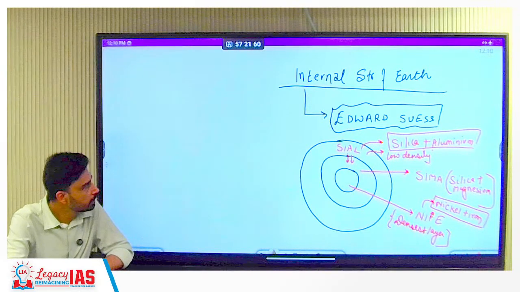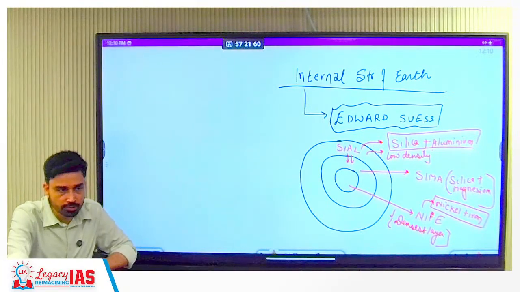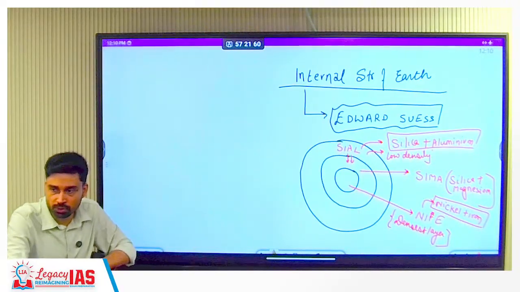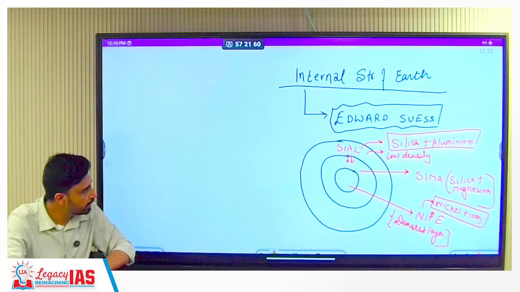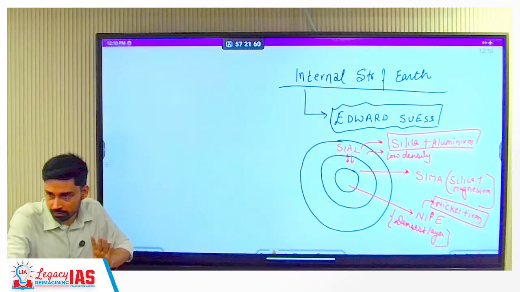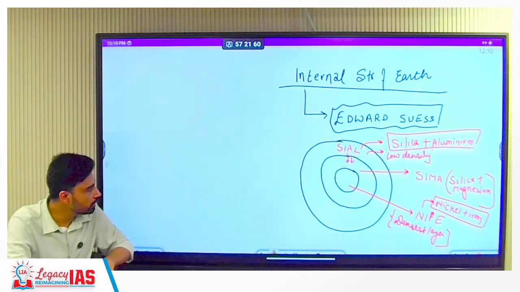Later on, more detailed investigation and research was conducted, and a more detailed picture of the Earth's structure was published. That is what we have to focus upon. This model has largely historical importance nowadays. It is no longer used for explaining the Earth's structure. It has historical importance because it was the first model.